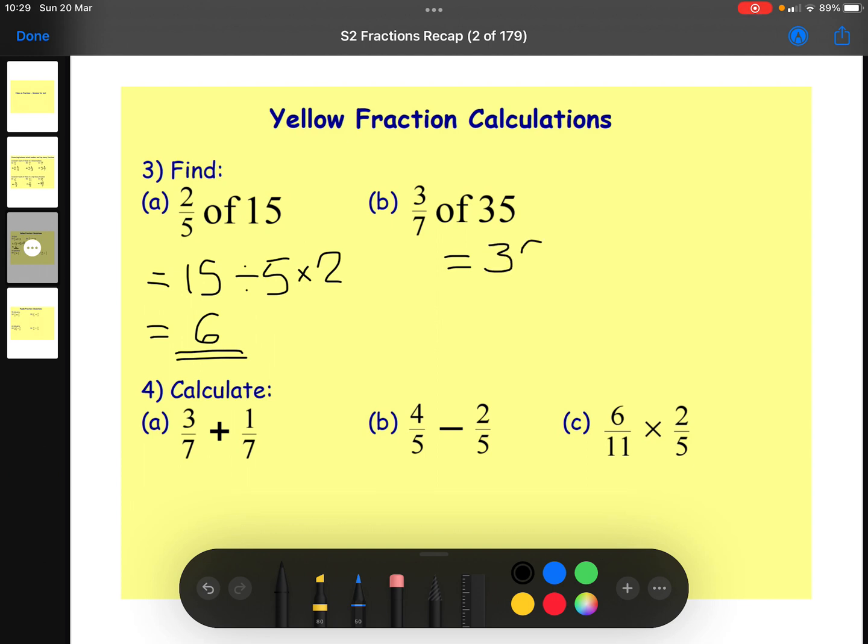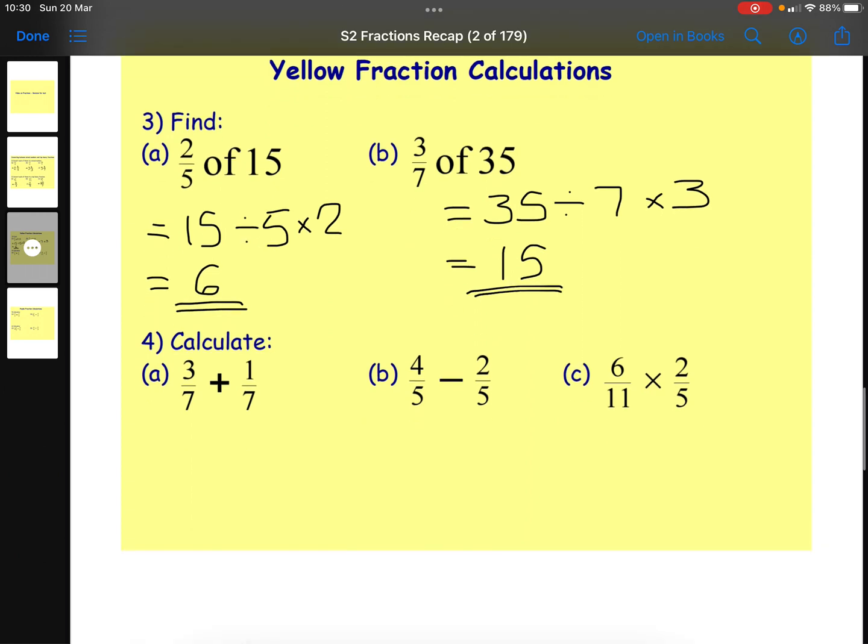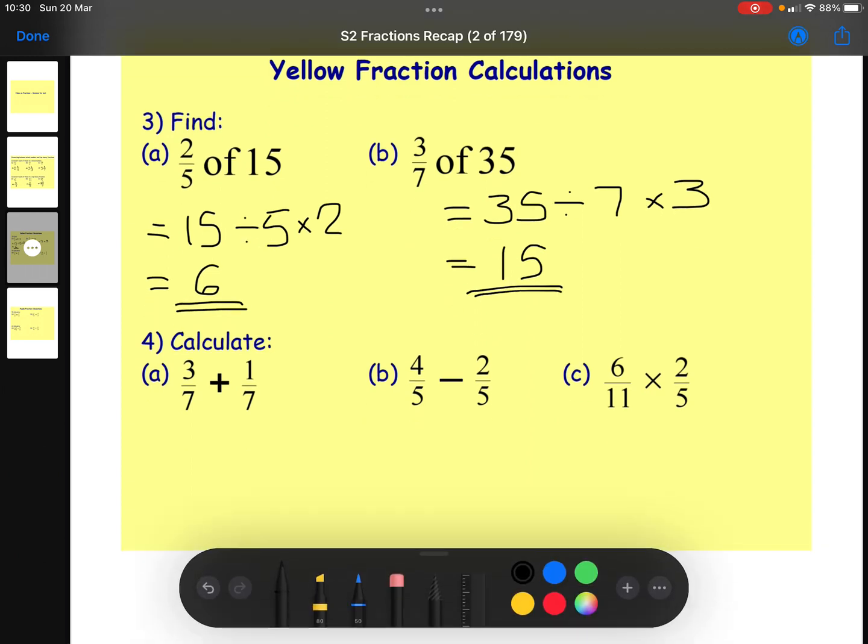So for B, 35 divided by the denominator, divided by 7, and multiplied by the top, multiplied by 3. 35 divided by 7 being 5, times 3 is 15, so our final answer for that one is 15. For our fractions calculations, we have to add and subtract fractions. We have the same denominator for these ones, so now that we have the same denominator, we keep that the same, and our denominator in our answer is going to be 7.